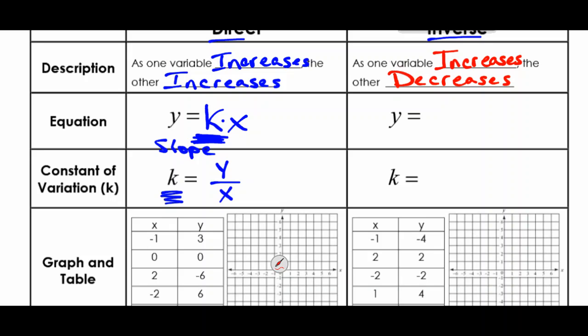Inverse is different. It's the constant divided by the x. So y equals k over x. We don't really have a slope here. It's actually going to be a curved line. We'll see that in a second. But we don't have a slope like we do on this one. To solve for k, I would multiply. Right now I have division by x, so if I wanted to get k by itself, I would multiply by x. That would give me y times x. So the constant is always found by multiplying y and x.